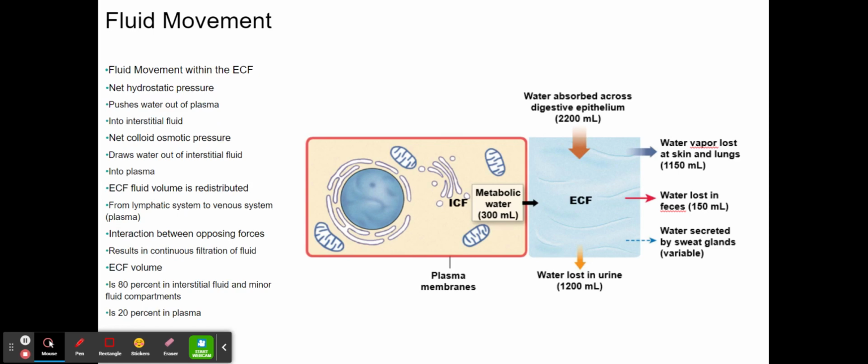In our discussion of capillary dynamics, we considered the basic principles that determine fluid movement along the divisions of the ECF. Recall that the exchange between plasma and interstitial fluid, by far the largest components of the ECF, is due to the relationship between the net hydrostatic pressure, which tends to push water out of the plasma and into the interstitial fluid, and the net colloid osmotic pressure, which tends to draw water out of the interstitial fluid and into the plasma. It results in the continuous filtration of fluid from the capillaries into the interstitial fluid. This volume of fluid is then redistributed. After passing through the channels of the lymphatic system, the fluid returns to the venous system. At any moment, interstitial fluid and minor fluid compartments contain approximately 80% of the ECF volume, and plasma contains the other 20%.